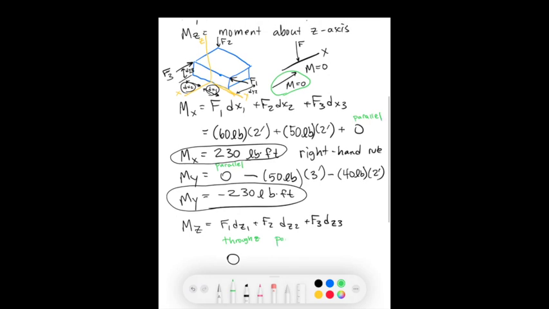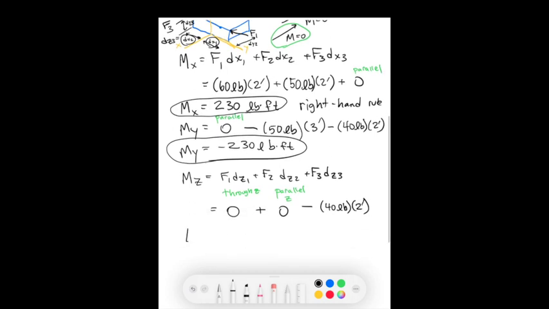Force 2 is parallel to the z, so again this one is 0. Force 3 goes in the negative direction. Again, using the right-hand rule, we see that it's negative. Force 3 has a magnitude of 40 pounds, and dz3 is equal to 2 feet. So we find that mz is equal to negative 80 pound-feet.